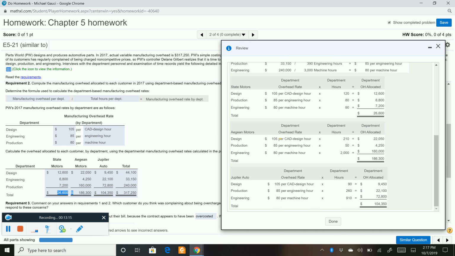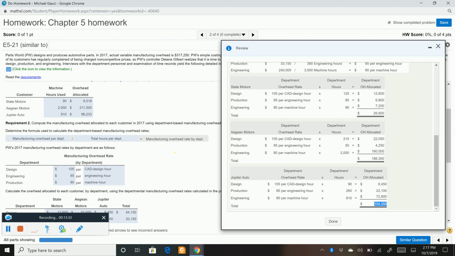For AGN Motors, we take our hourly rate times the number of hours spent in each department, and we would allocate $186,300 for AGN Motors, and for Jupiter Auto, $104,350. Let's compare the 2.